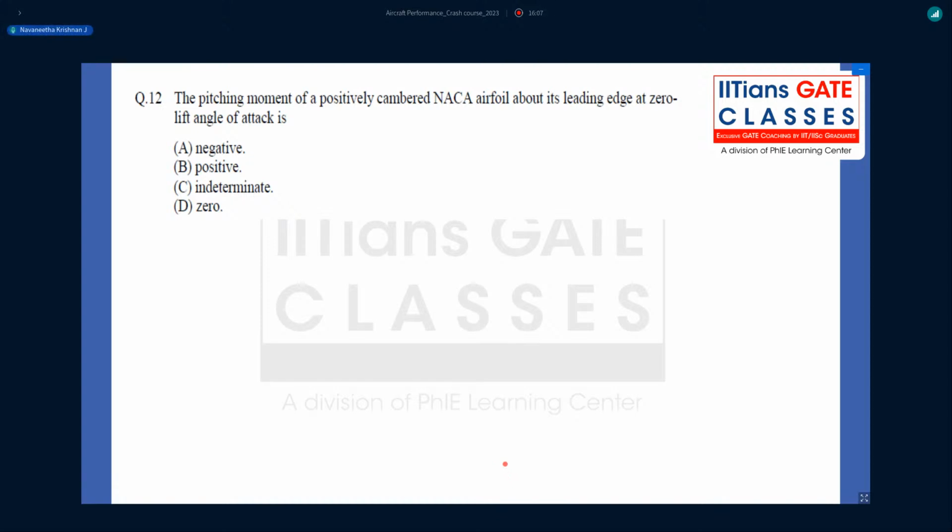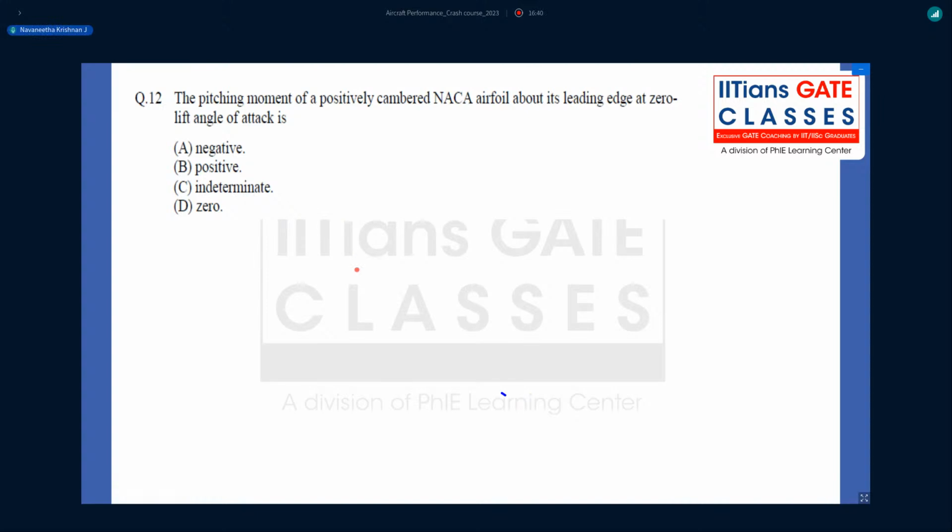Question number 12. The pitching moment of a positive cambered NACA airfoil about its leading edge at zero lift angle of attack is: option A, negative; option B, positive; option C, indeterminate; option D, 0. Yes, Tangamuthu, option A is the correct answer.